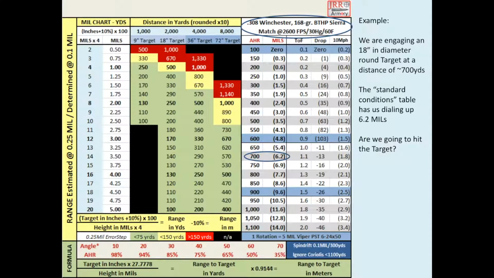To understand the density altitude and the corrections and the impacts between temperature and muzzle velocity, let's work through an example. We're engaging an 18-inch diameter, so 9-inch radius round target at a distance of 700 yards. If you look at the standard conditions, we should dial up 6.2 mils. The question is, are we going to hit the target?